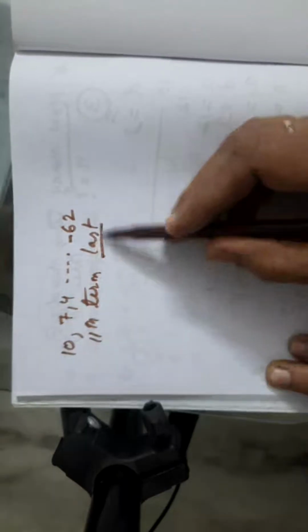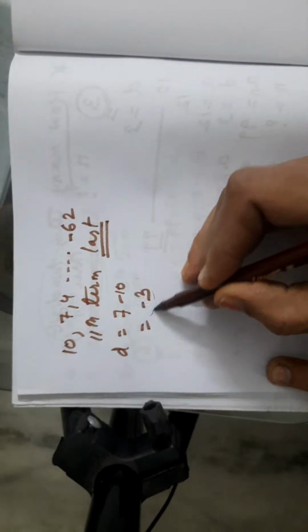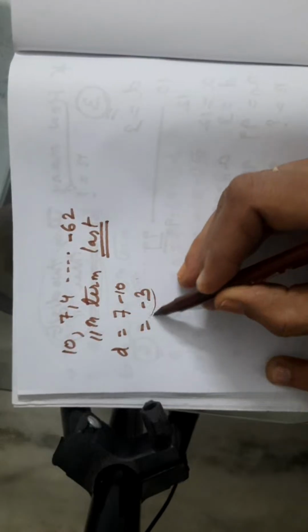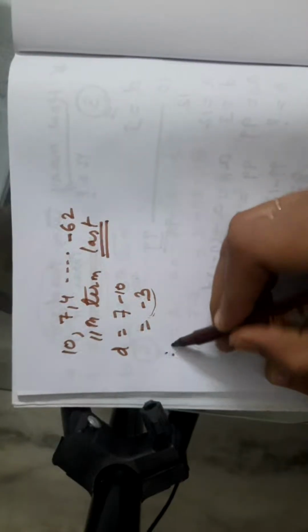from last. So when they talk about last, first calculate simply D as 7 minus 10. So this is minus 3. But if the question is to find out from last, change the sign of D. Whatever D you are getting, you need to take just the opposite of that. So here D will be considered to be 3 as it is from last.